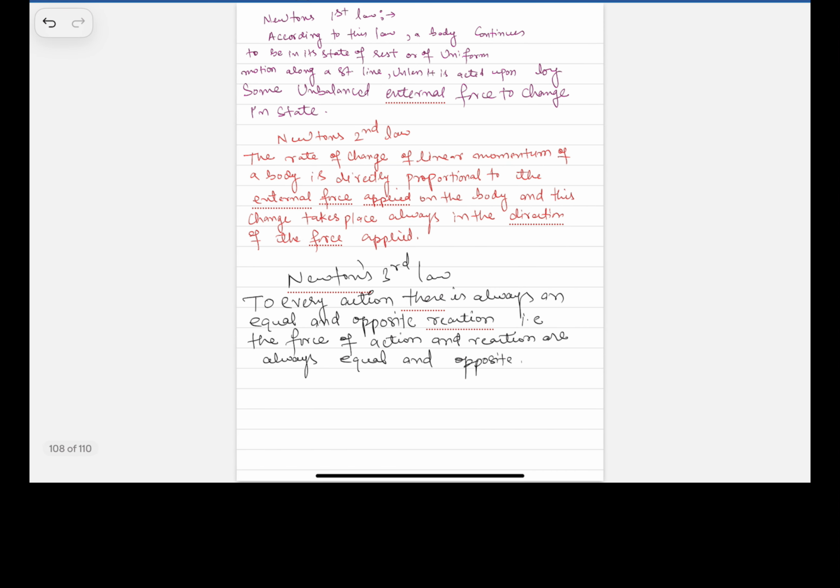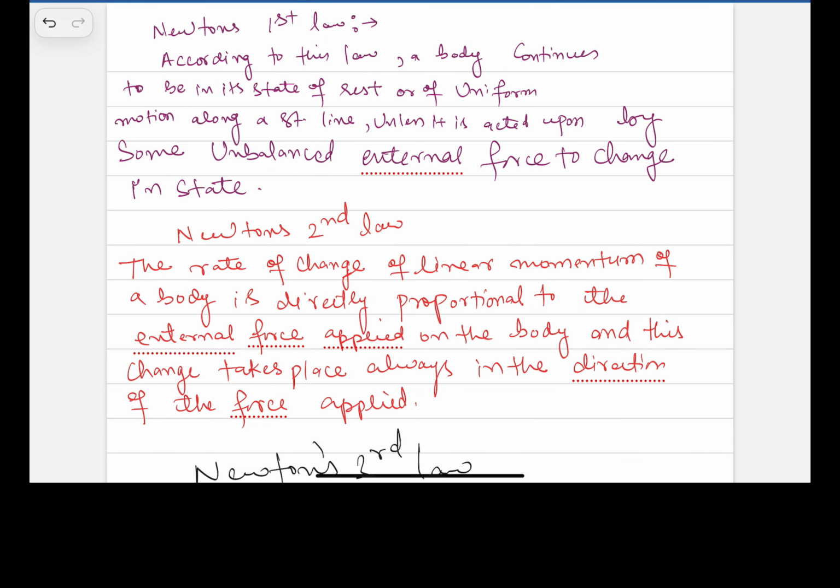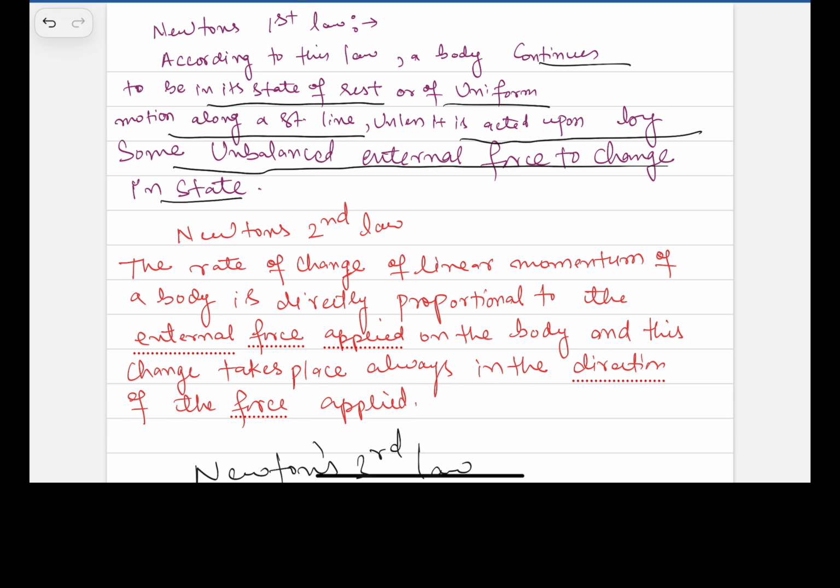Now we will discuss Newton's first law of motion. According to this law, a body continues to be in a state of rest or uniform motion along a straight line unless it is acted upon by some unbalanced external force to change the state. For example, an object of mass m, we apply some kind of force, and this object will move in this direction continuously unless an external force is applied on it to stop it.